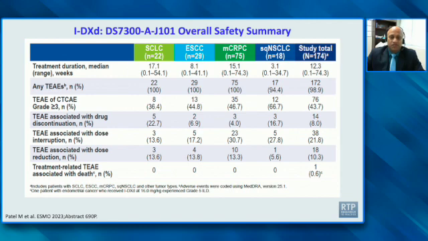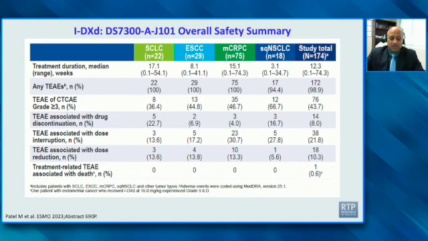Here's an overall safety summary for this phase 1 trial with this B7-H3 antibody-drug conjugate. On the far right, you can see the total in terms of safety. A high percent of these patients will experience adverse events, and you can see here grade 3 or higher, 43% treatment emergent. The percent of patients that discontinued though was only 8%. Dose interruption is about 22% of the overall population, and about 10% with dose reduction.